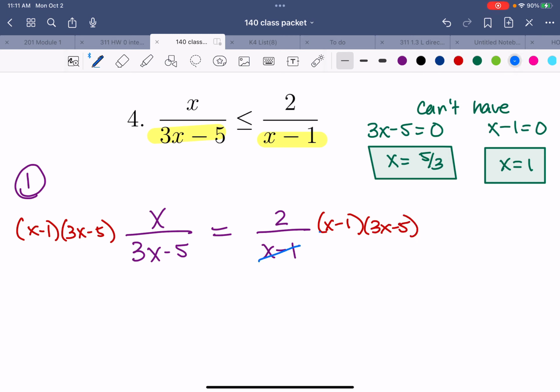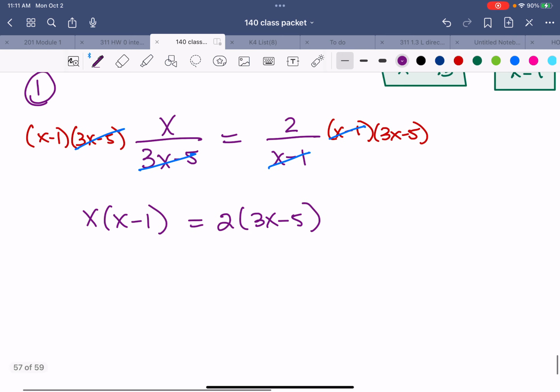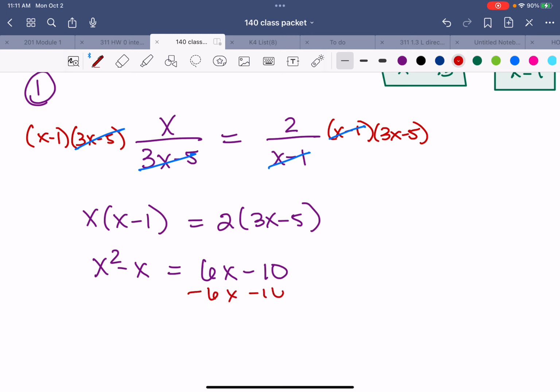Then we can cancel what cancels, so 1 on top, 1 on bottom. And then I can go ahead and distribute what's on top. So x times x minus 1 on the left, and 2 times 3x minus 5 on the right. If we go ahead and distribute, that's x squared minus x and 6x minus 10. Let's subtract these 2 over, so minus 6x minus 10. Make sure you are subtracting like terms. That gives you x squared minus 7x minus 10 equals 0.